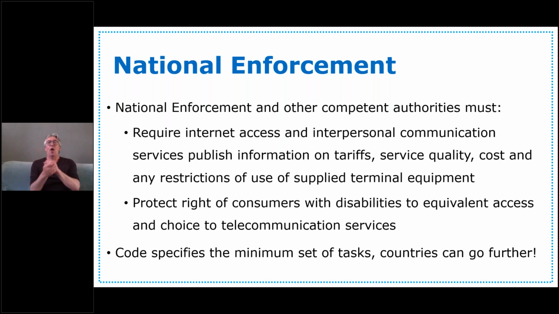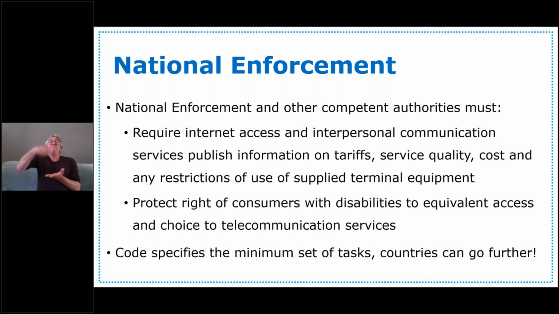The code mentions that besides national regulatory authorities, countries can also designate other competent authorities. So you have first national regulatory authorities, for which in Article 5 the code gives the main tasks they will be responsible for. This can be, for example, implementing market regulation, ensuring tariff transparency, or contributing to the protection of consumers' rights. But the code also says that the countries can go beyond this. So this is a minimum list of tasks.